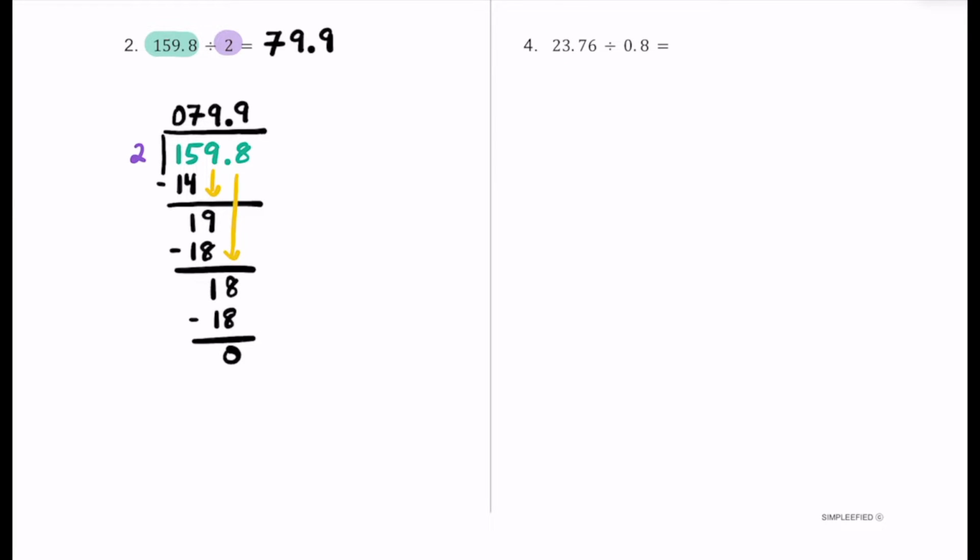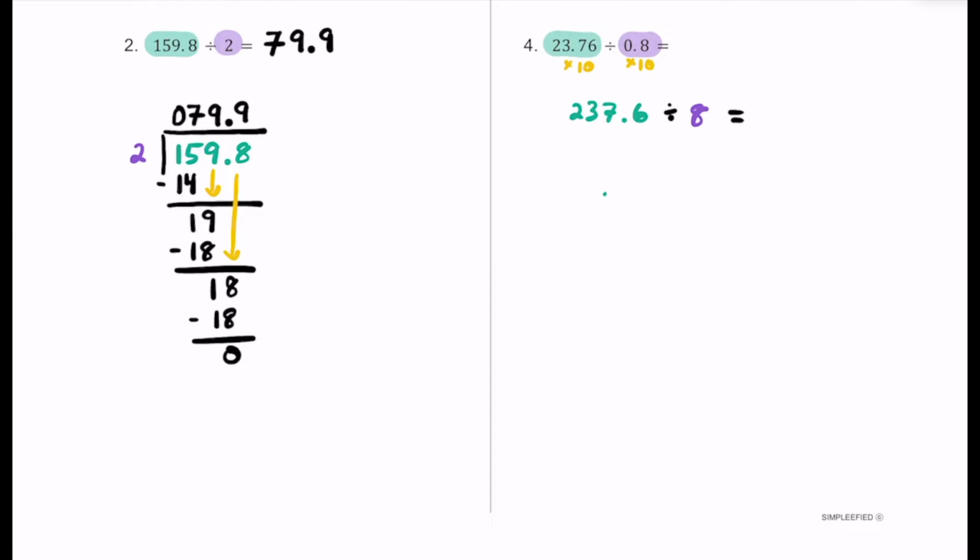For number 4, we have 23 and 76 hundredths, and we're going to divide this by 8 tenths. Now the second number, 8 tenths, that's the one we need to be a whole number. So what do we have to multiply it by to become a whole number? Well, if we multiply it by 10, it'll become a whole number, so we should do that to both of these values. Now 23 and 76 hundredths times 10 becomes 237 and 6 tenths. And then we're going to go ahead and divide that by 8 tenths times 10, which just becomes 8, which is now a whole number. So we can go ahead and now divide just because we have a whole number for our divisor, or that second number.